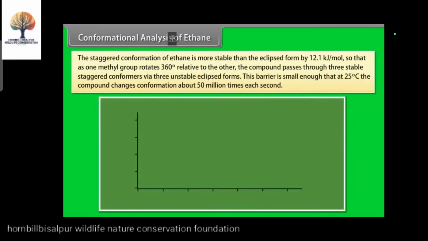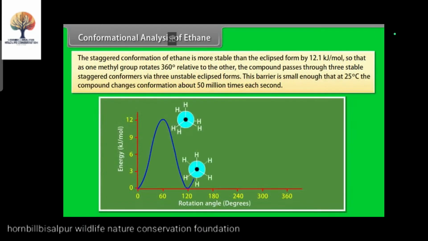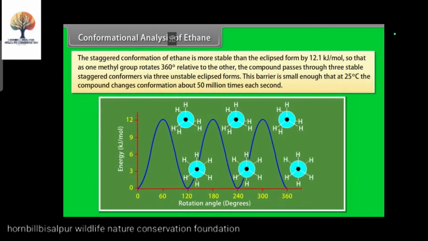The staggered conformation of ethane is more stable than the eclipsed form by 12.1 kilojoules per mole, so that as one methyl group rotates 360 degrees relative to the other, the compound passes through three stable staggered conformers via three unstable eclipsed forms. This barrier is small enough that at 25 degrees Celsius, the compound changes conformation about 50 million times each second.